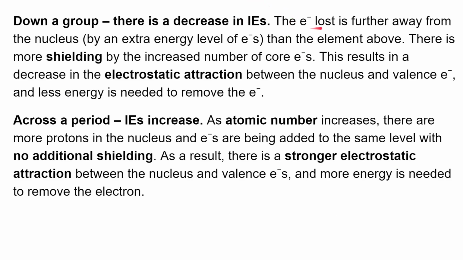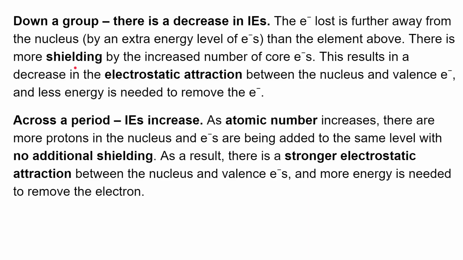Yeah. The electron lost is further away from the nucleus by an extra energy level or shell of electrons than the element above. There is more shielding by the increased number of core electrons. So, shielding. What do I mean by this?